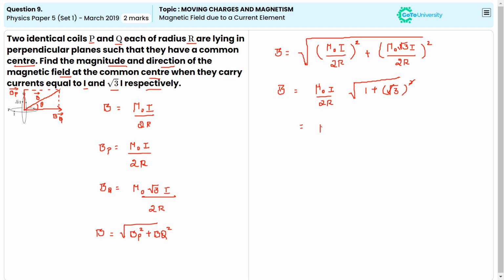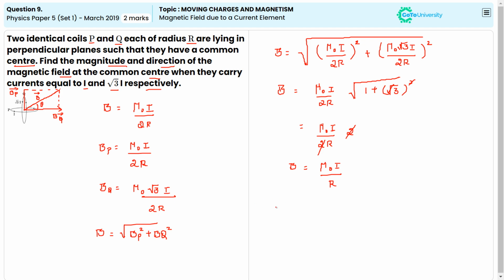Then this becomes mu naught I divided by 2R times the square root of 1 plus 3, which is 4. The square root of 4 is 2, and the two's get cancelled. The resultant vector B is equal to mu naught I divided by R. This is the magnitude.